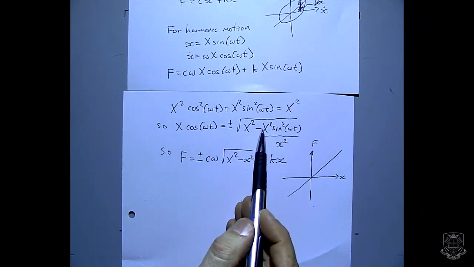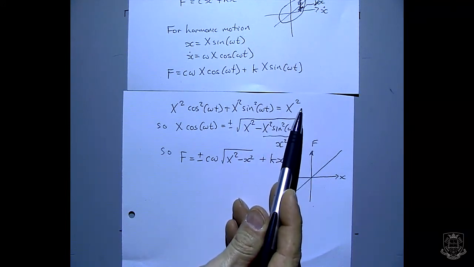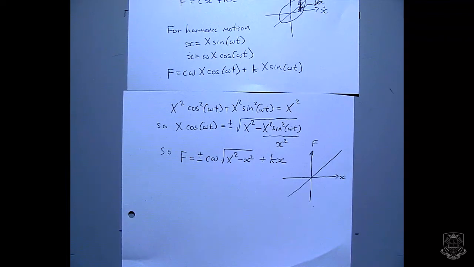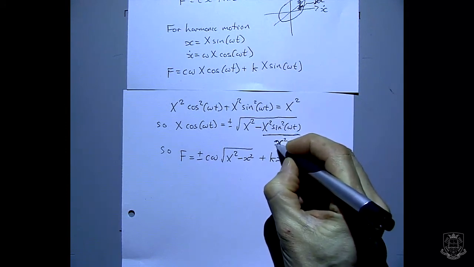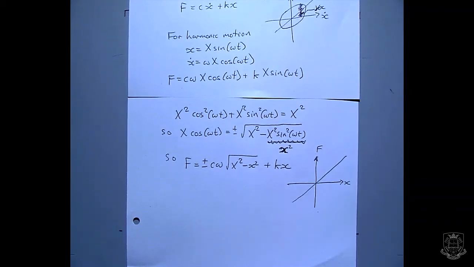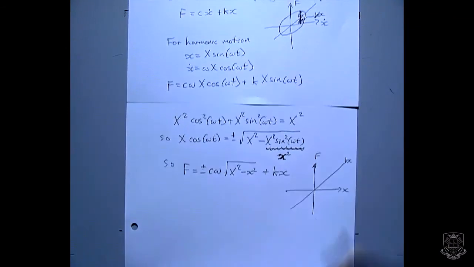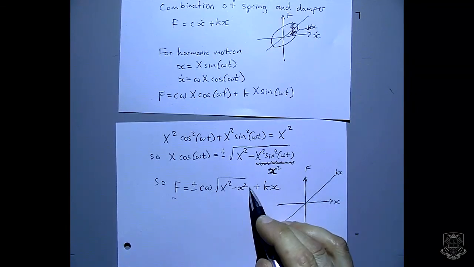In here, so I rearrange this. So I move this term to the right hand side. So I get big X squared minus x squared sine squared. Then I square rooted both sides. Right, so on the left hand side I get x times cos equals plus or minus square root of the right hand side. Oh, it's not. No, that's not divided by. What I said was this term is equal to little x squared. Okay, so this term here. So this is kx. Okay, so this f now is equal to plus kx plus or minus this square rooted term.